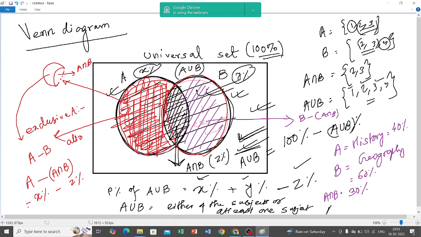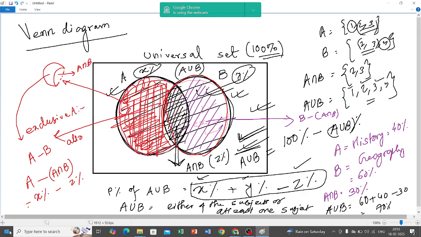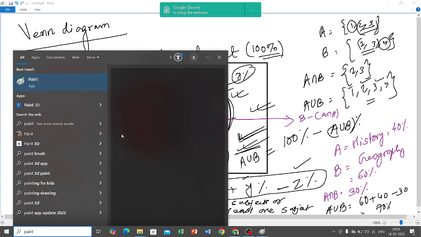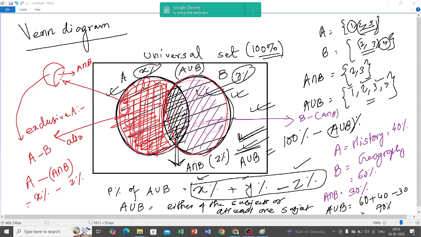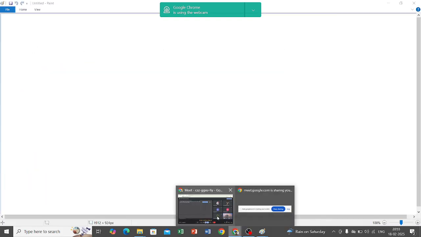And what will be A union B? Can you tell me what will be A union B? It will be 60 plus 40 minus 30. So that is 70%. Right? This formula. Did you understand? Yes, sir.